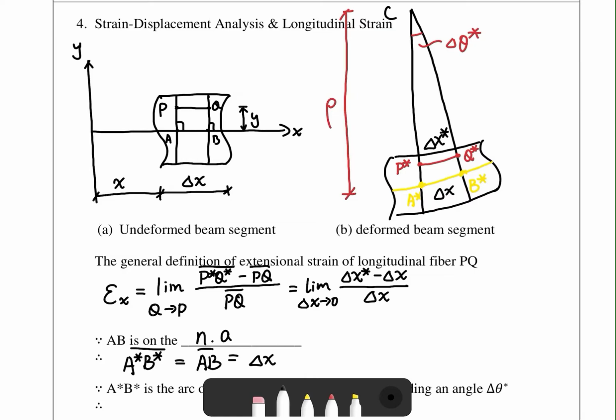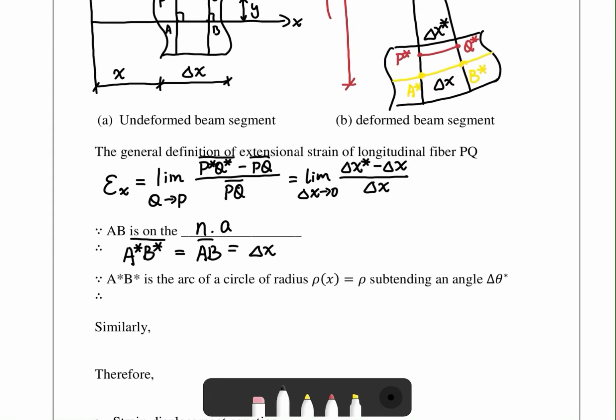Okay, so now let's take a look at here. A star, B star, it's an arc length. We should be able to use the arc length to find out what exactly delta x is. So it's going to be the radius times the angle that we had. It's a small angle here. So similarly, we will be able to calculate PQ star, the arc length, which is delta x star here.